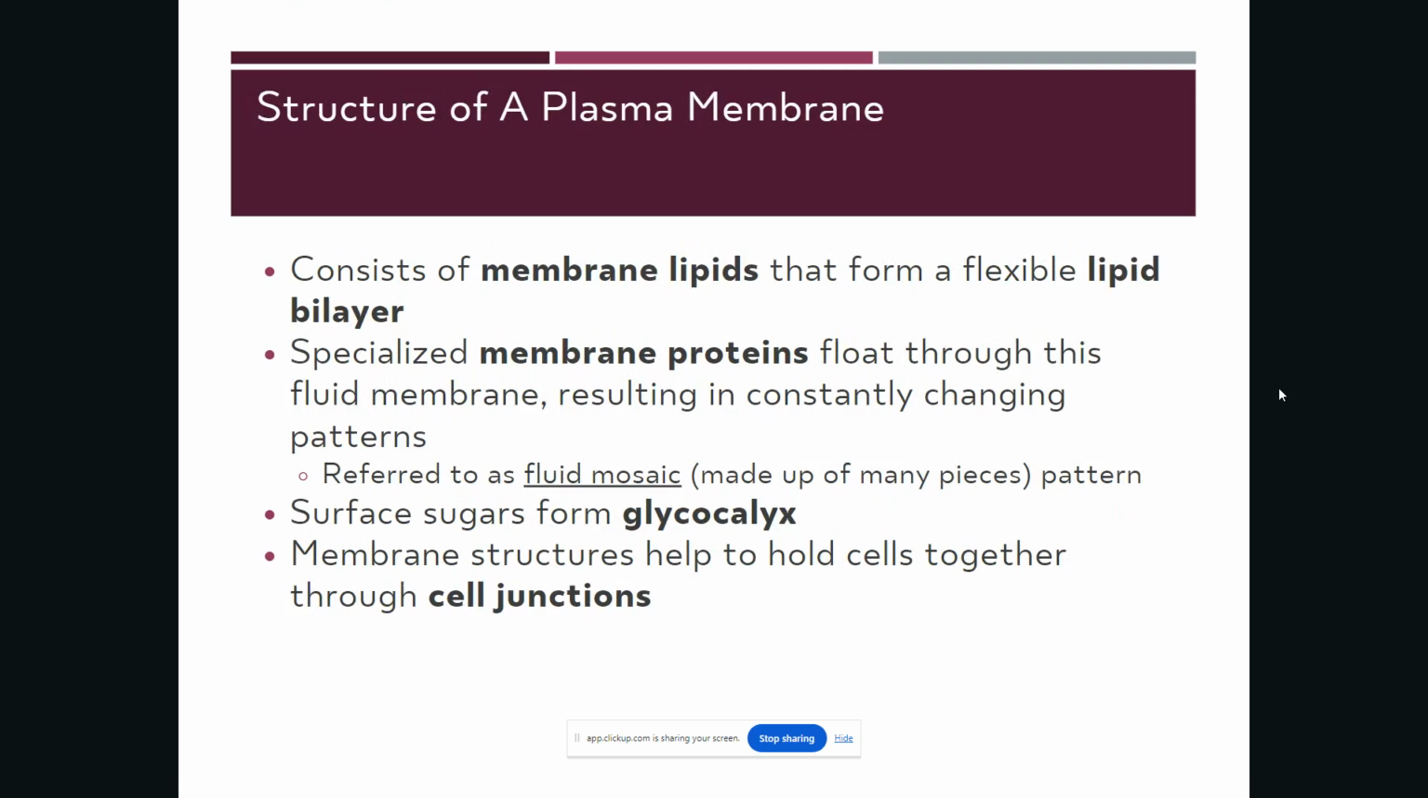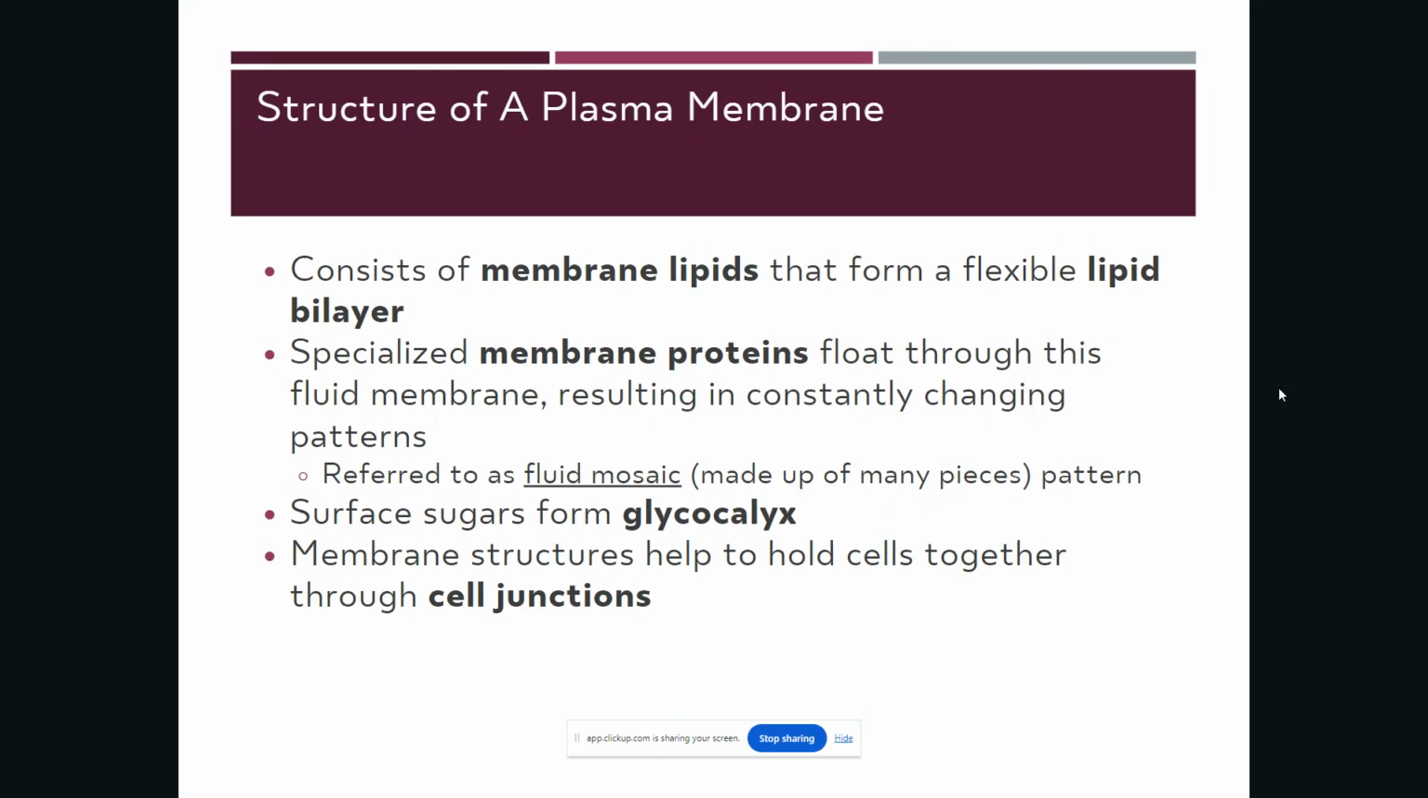Well, it consists of many membrane lipids, and it forms a flexible lipid bilayer. What forms most of the lipid bilayer is a type of lipid called a phospholipid, but that's not all there is. There are also membrane proteins that float throughout this fluid membrane, so you could say they're integrated or integral to the plasma membrane. But also, this plasma membrane is not a static, kind of solid structure. It's kind of moving. It floats. Things can move about within it.